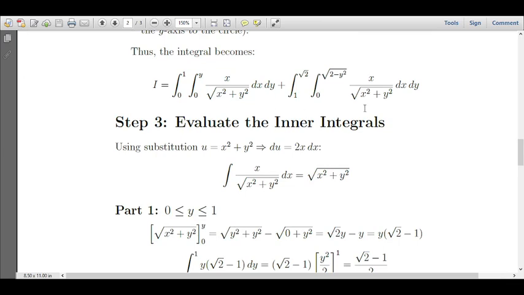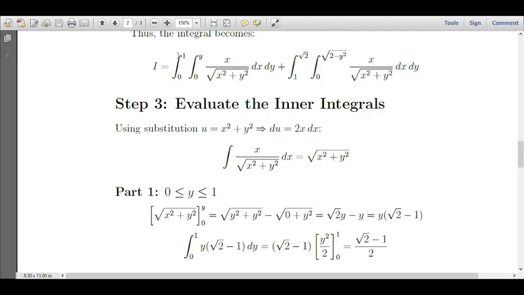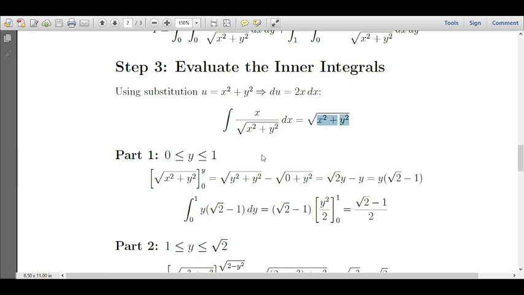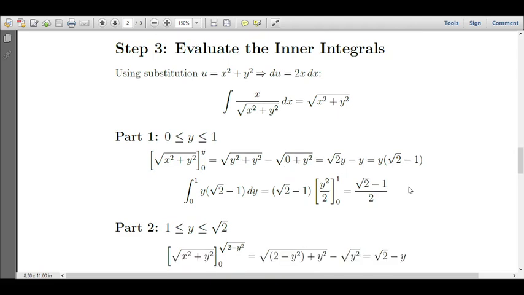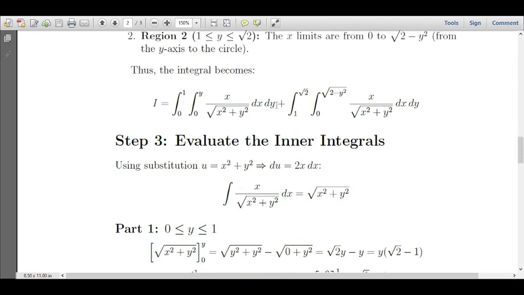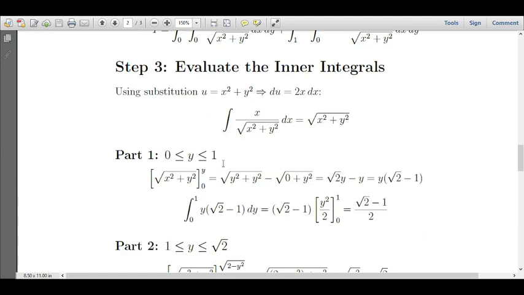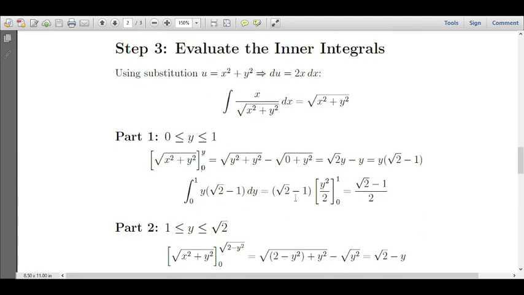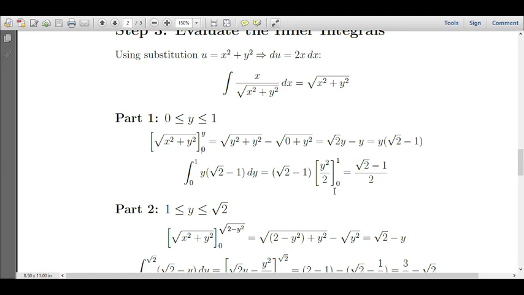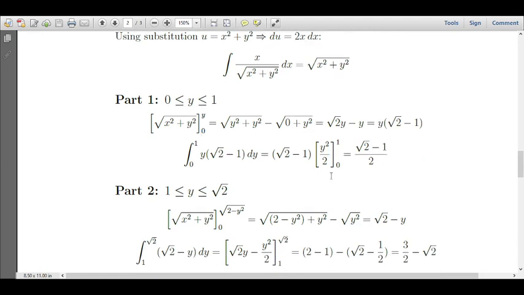Same for the first integral and the second integral. But for the first integral the limits are 0 to y, and in the second integral 0 to root of 2 minus y square. So substituting the limits, x varies from 0 to y for this result. Substituting the upper limit, this is square root of y square plus y square minus square root of 0 plus y square. What will you get? Y into root of 2 minus 1, which will be evaluated with respect to y between the limits 0 to 1. So root of 2 minus 1 is a constant, integration of y is y square by 2. Substituting the upper limit 1 by 2, we get root of 2 minus 1 by 2.